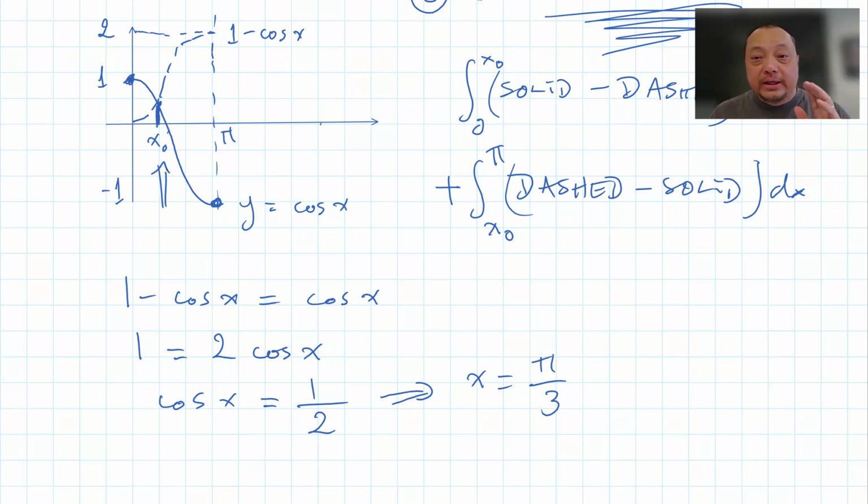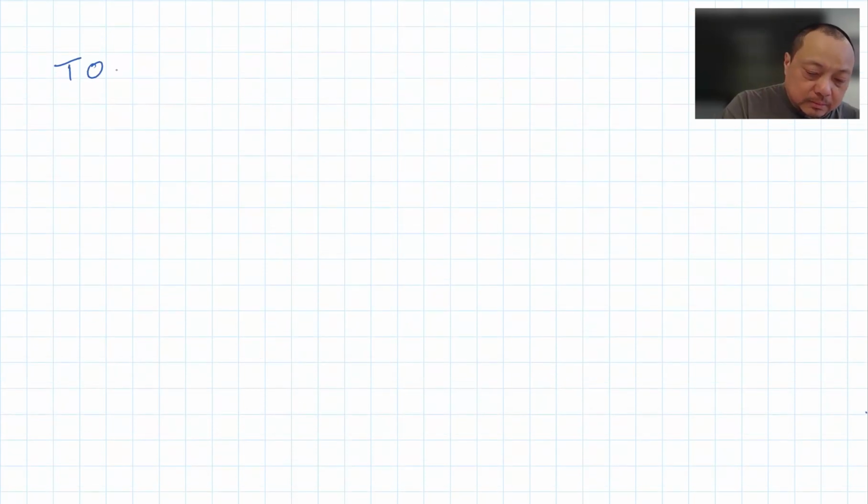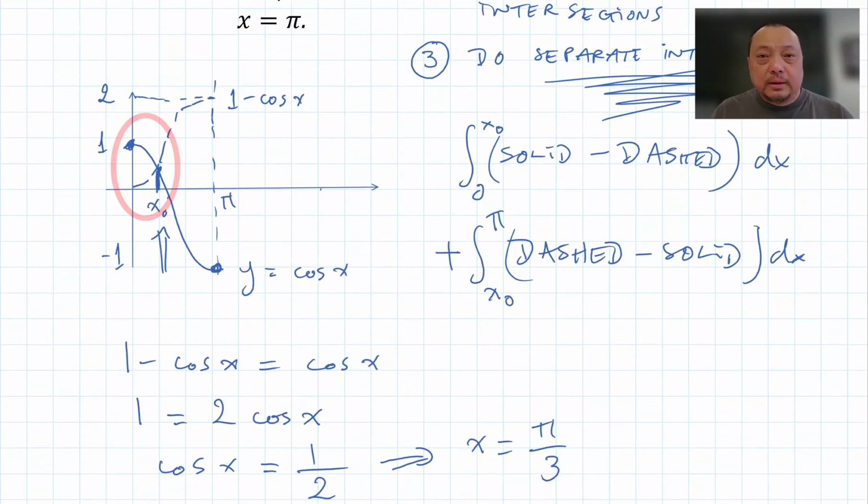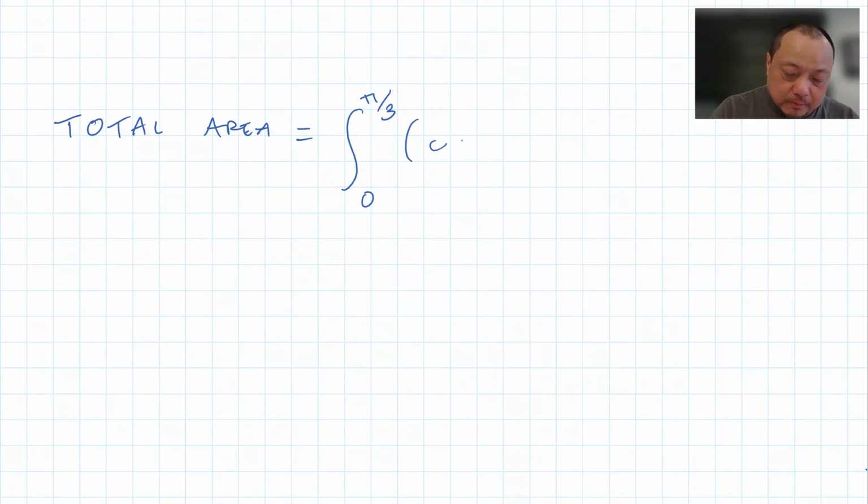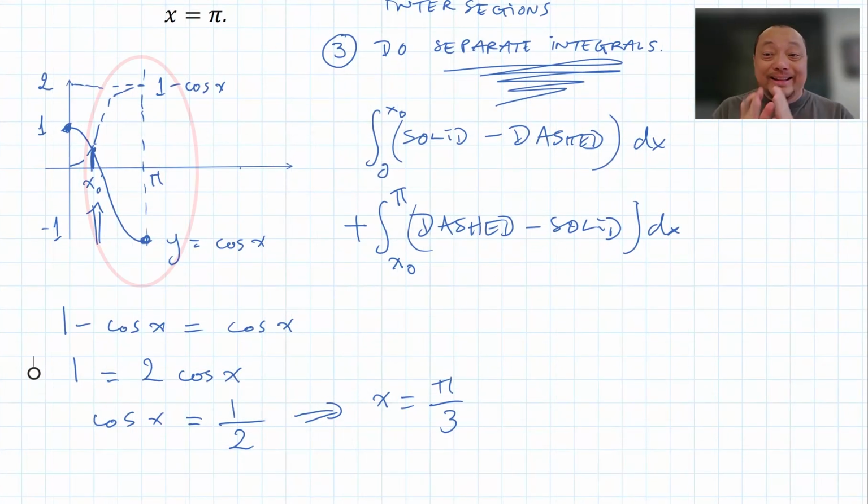Right, so I'll be doing an integral from 0 to pi over 3 of cosine minus the other function, plus integral from pi over 3 to pi of the other function minus cosine. In the first part, from 0 to pi over 3, it is cosine minus the 1 minus cosine. And then from pi over 3 to pi is the other way around, is 1 minus cosine x minus the cosine x.